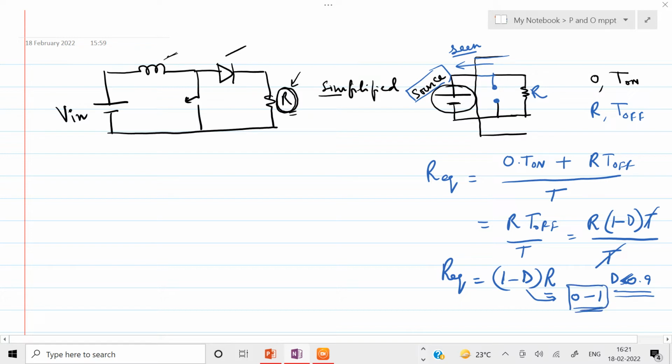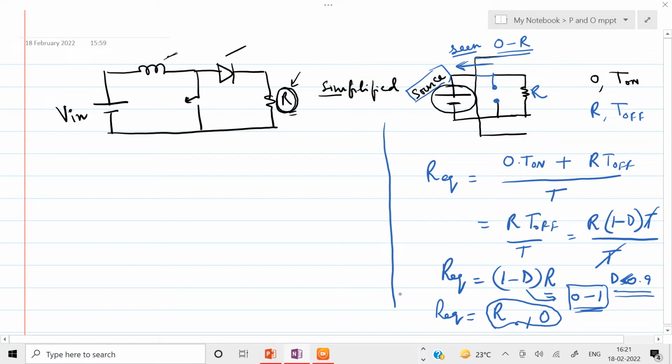So if I put 0 here, then this R equivalent becomes equal to R when D is 0. That means the switch is always off. And if I take D equal to 1, then in that case the load becomes 0. So that means we can vary the load as seen by the source from 0 to R. Is it fine? Now come to solar PV.